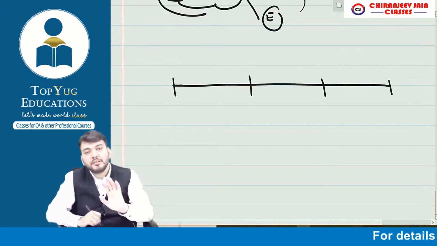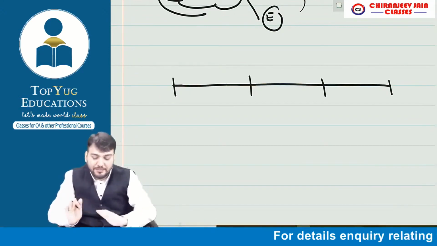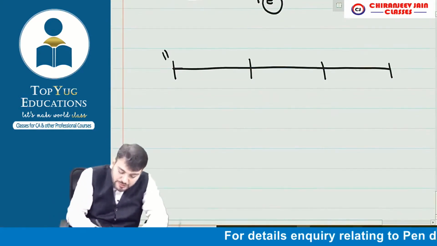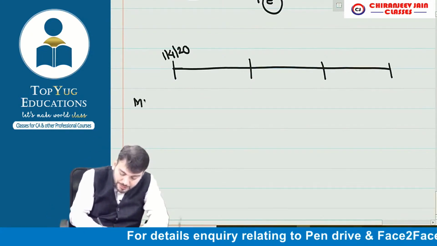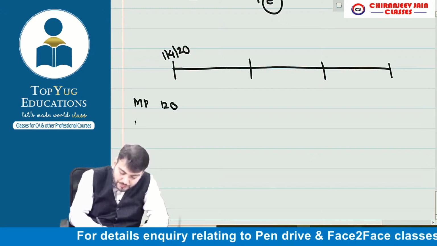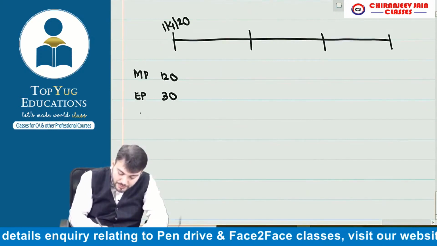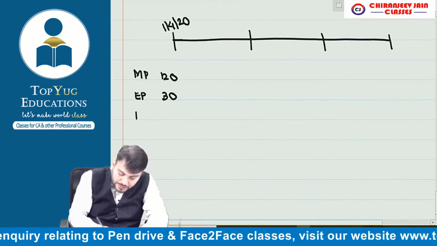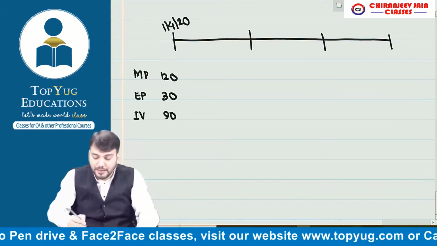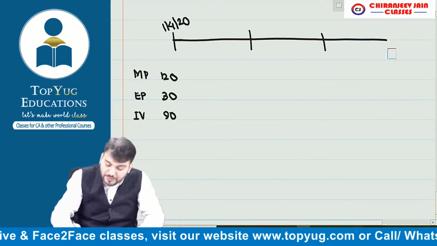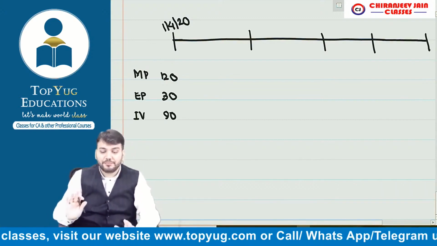Now the second point which I am explaining, listen to it carefully. Suppose options were announced on 1/4/2020 when the market price is 120 and the exercise price is 30, so the intrinsic value becomes 90. Everyone, correct? First understand, then you can ask me any doubt.